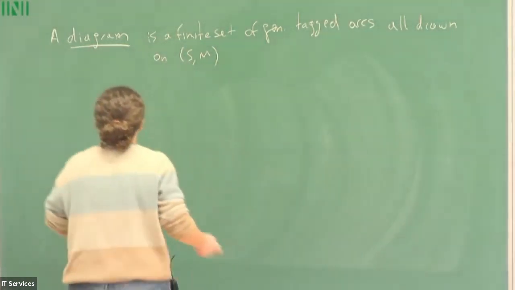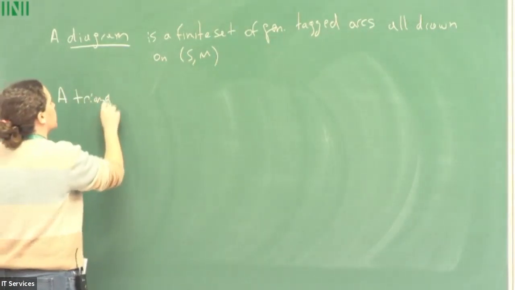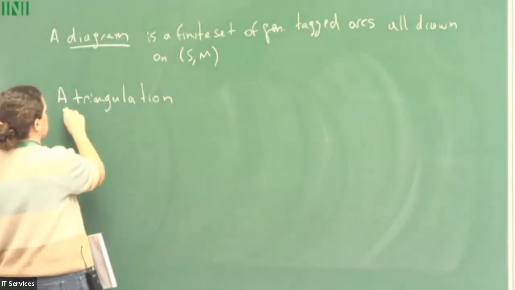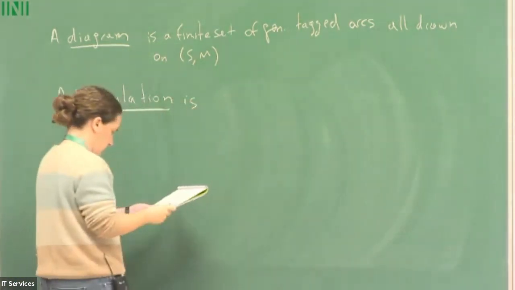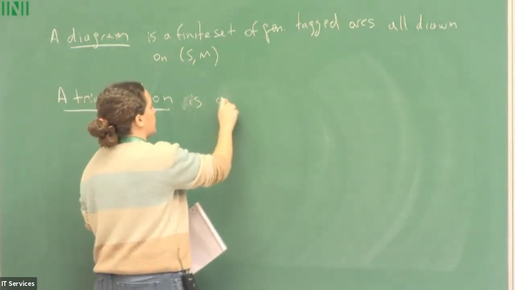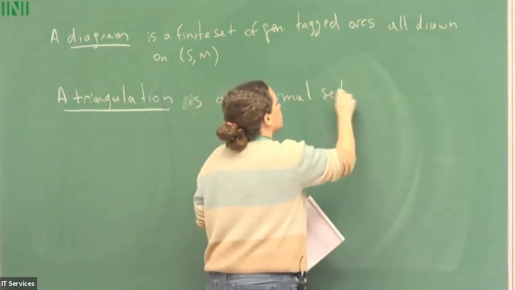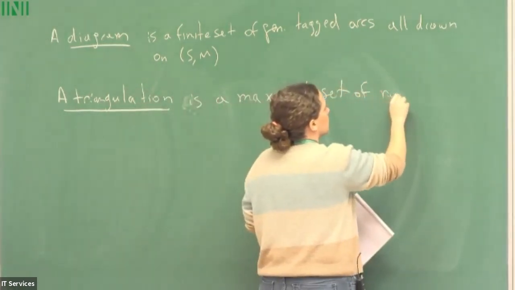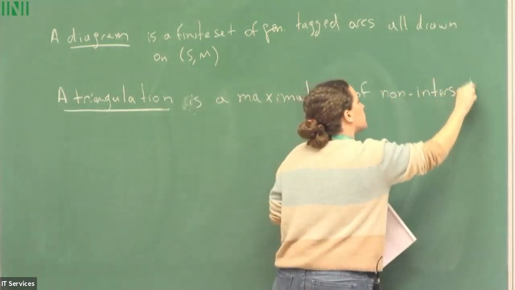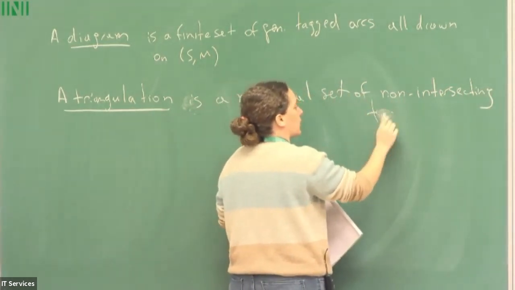And finally, a triangulation is a maximal set of non-intersecting tagged arcs.